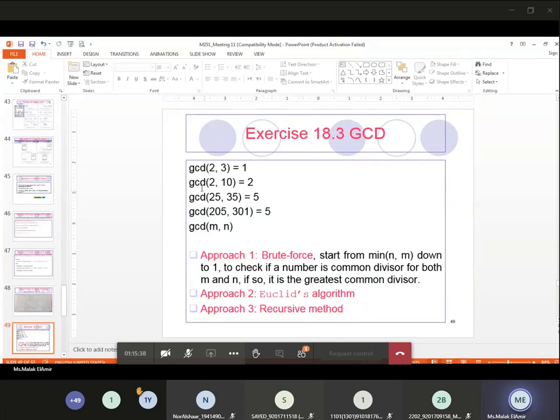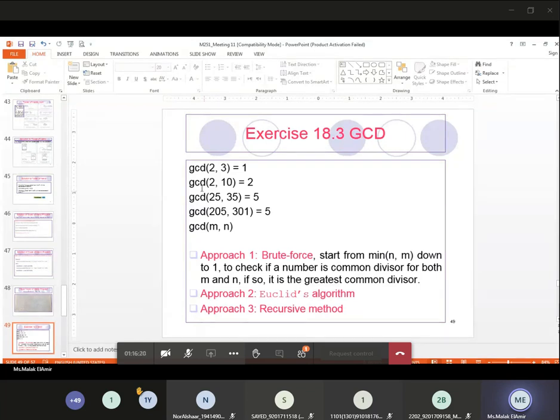Okay, and now we are going to take 2 more examples. GCD. What do we mean by GCD? GCD is the Greatest Common Divisor, القاسم المشترك الأعلى. What is the GCD for 2 and 3? It will be 1. What is the greatest common divisor for 2 and 10? It is 2. What is the greatest common divisor of 25 and 35? It will be 5. What is the greatest common divisor of 205 and 30?